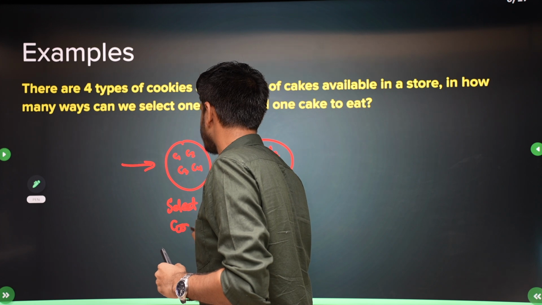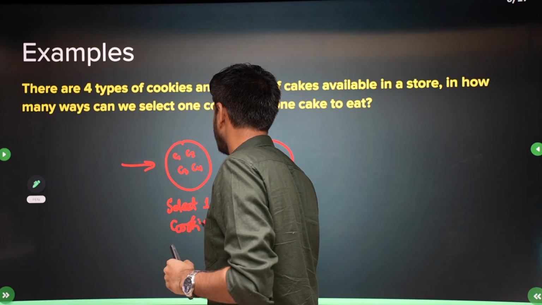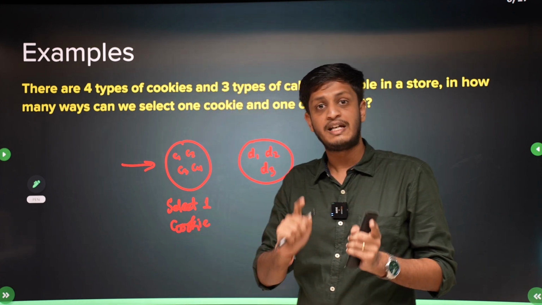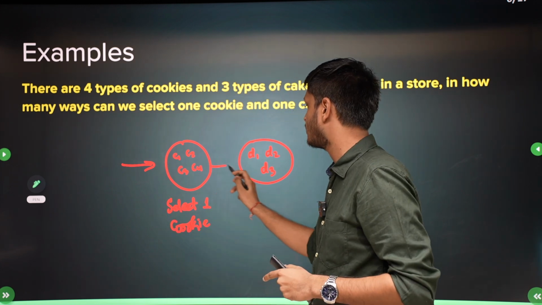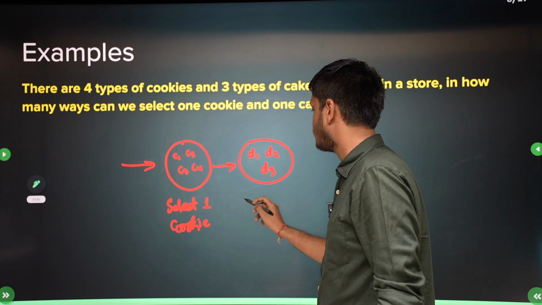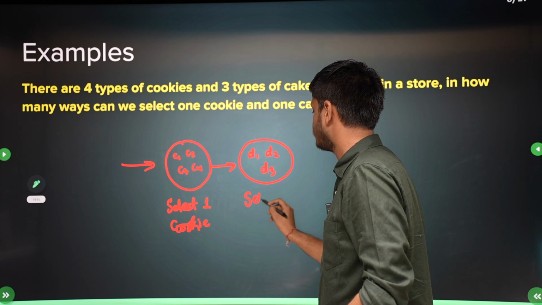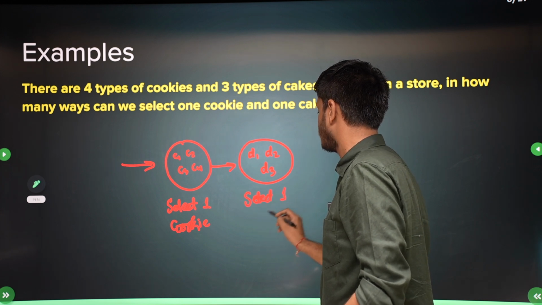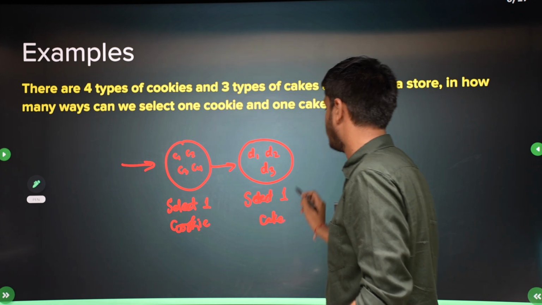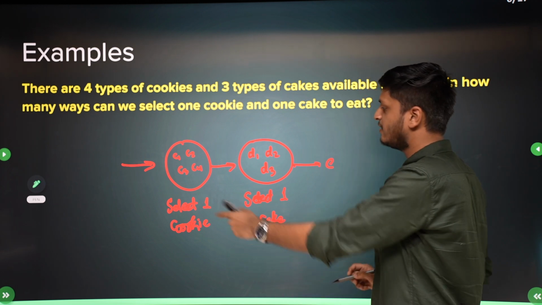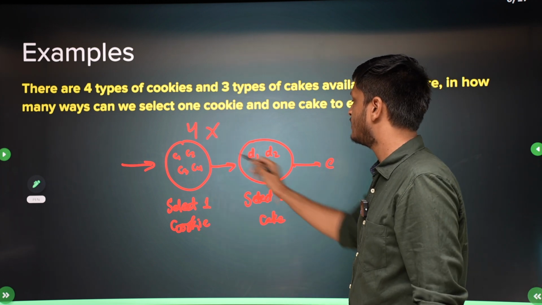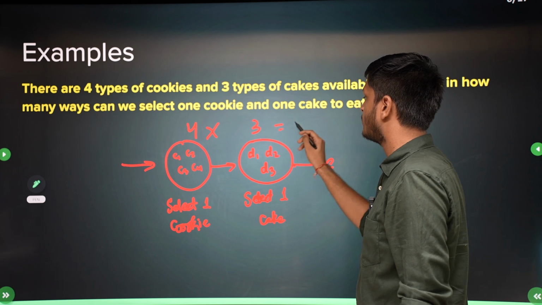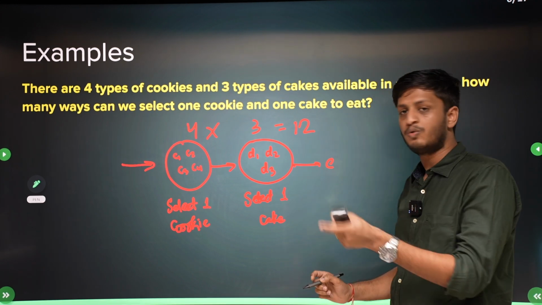Again in logic, what we are doing is an AND: select one cookie and one cake. Here we don't have an OR, we have an AND. So again rule of product, whenever we have AND, rule of product: select one cookie and then select one cake. And this is my ending. So in how many ways can I reach the end? First select one cookie, there are 4 ways. Then select a cake, there are 3 ways. So there are 12 ways in which I can select one cookie and one cake.